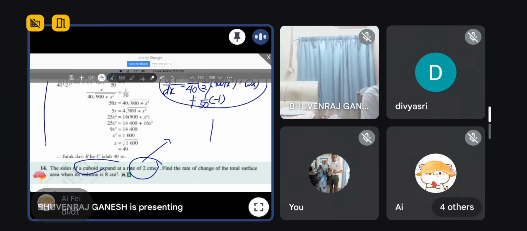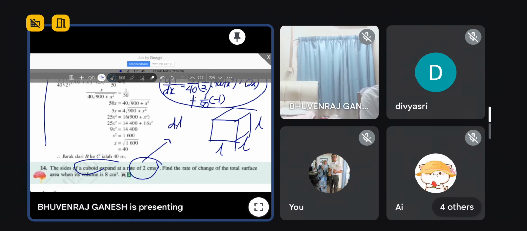Yes. Okay, you can use your own symbol. Let's say the cuboid, the length is L. Okay, its length is L, so we give a symbol of dL/dt. Then the question is to find the total change in area, so dA/dt, and then the volume is 8.